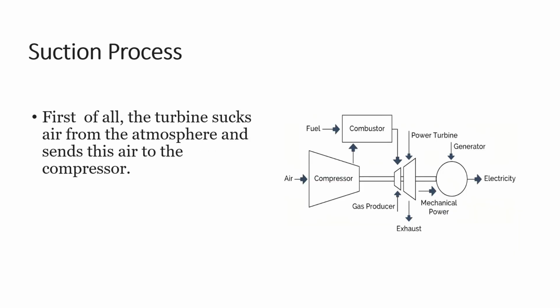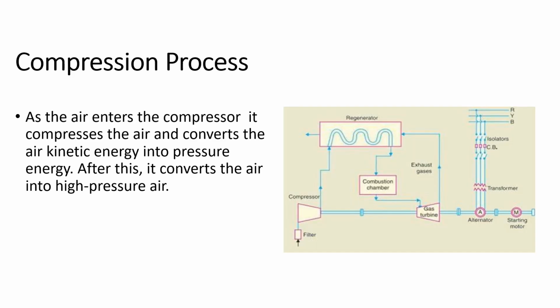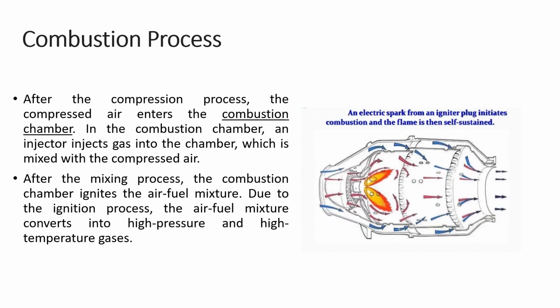First of all, the turbine sucks air from the atmosphere and sends this air to the compressor, which is called the suction process. And then in the compression process the air enters the compressor. It compresses the air and converts the air kinetic energy into pressure energy. After this, it converts the air into high pressure air. After the compression process, the compressed air enters the combustion chamber. In the combustion chamber, an injector injects gas into the chamber, which is mixed with the compressed air.